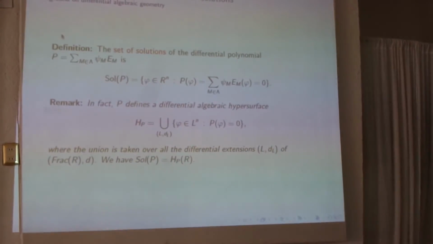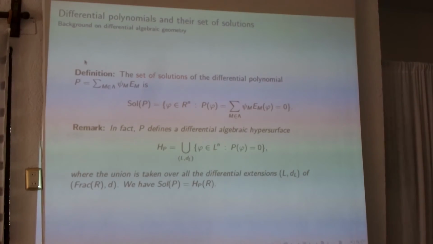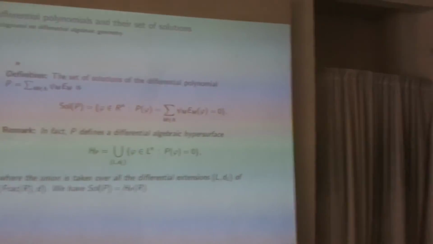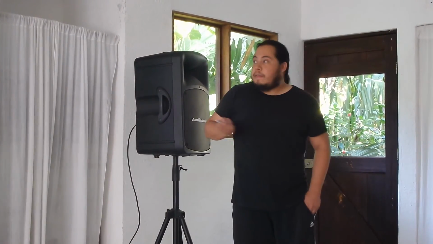So this is a general concept. In fact, if you have a differential ideal, you can construct an algebraic differential manifold by looking at all the solutions in all possible differential extensions. And I'm just looking at the R points. That's what I'm calling the set of solutions of a differential polynomial.